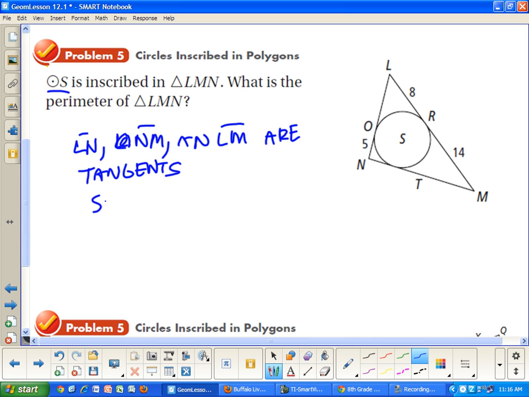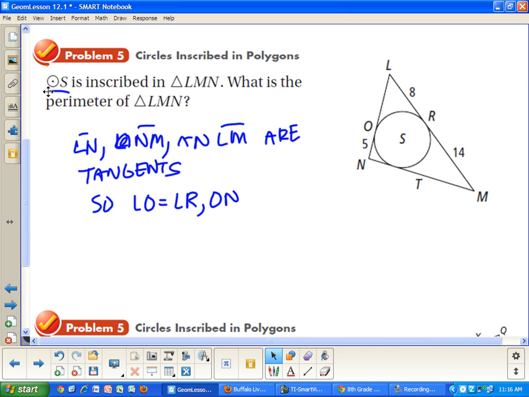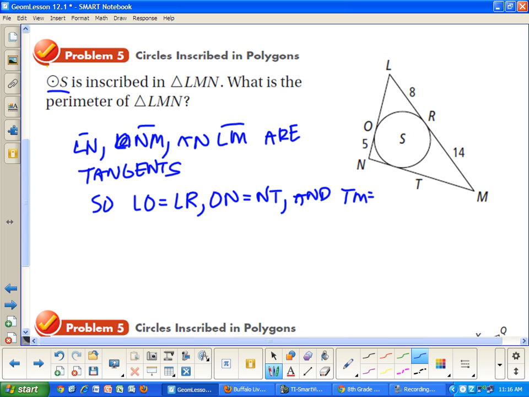And so we get that LO is equal to LR, and we also have that ON is equal to MT. And we also have that TM equals MR. All right, and that's by that third of those three theorems. And so because of all that, we also know that LN plus NM plus LM is equal to the perimeter.